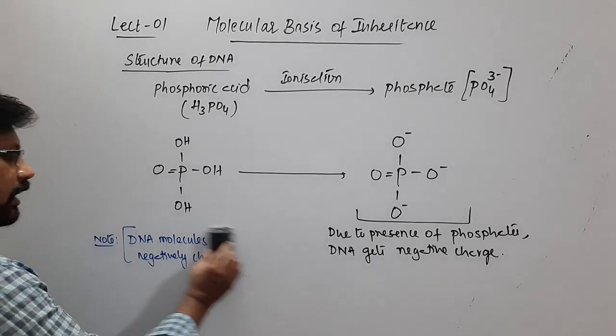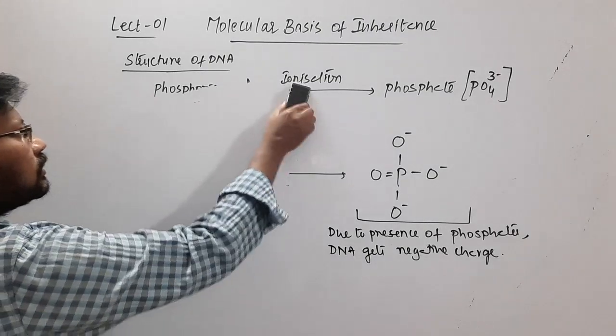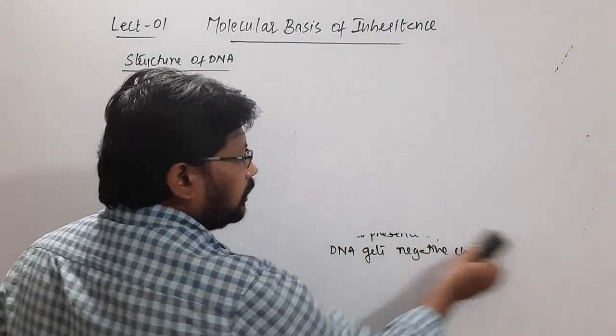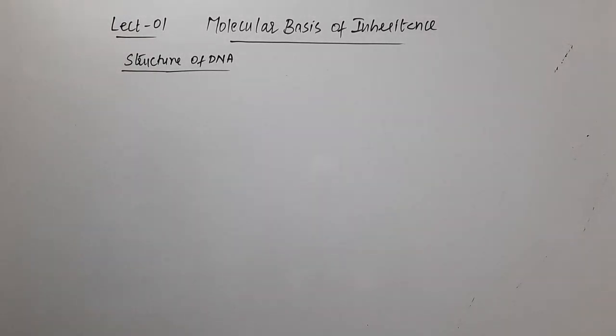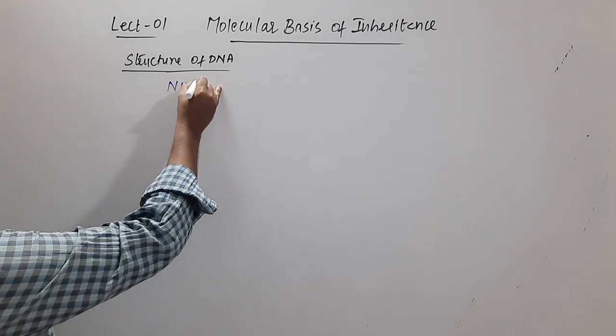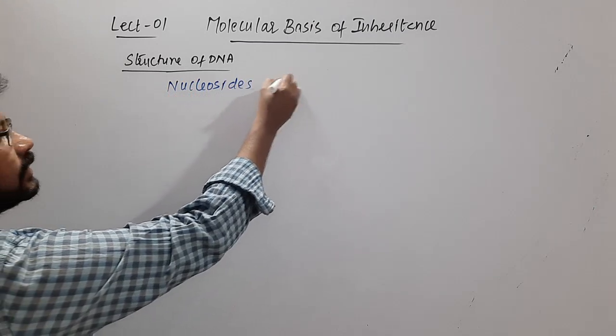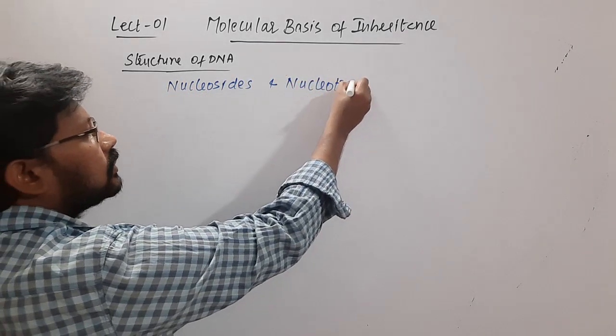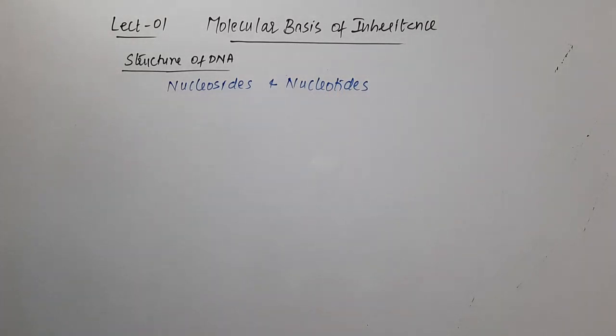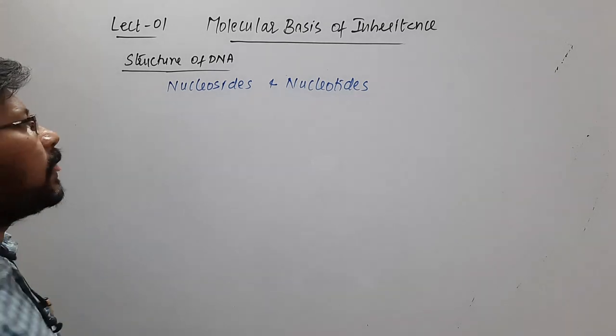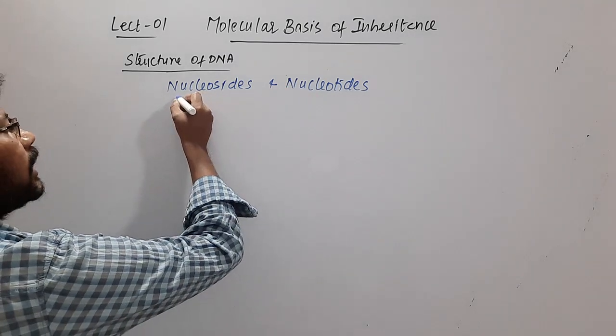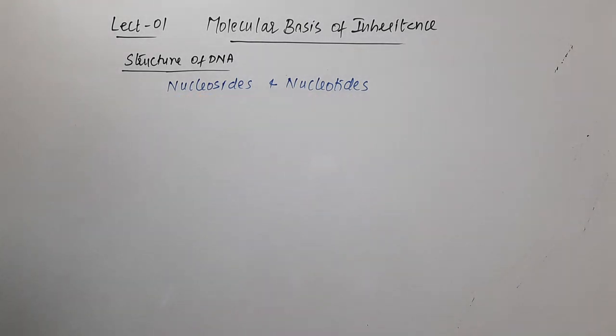Now the combination of these components will result in formation of nucleosides and nucleotides. So let's see about nucleosides and nucleotides, right? So remember in the beginning of this chapter I told you that the length of the DNA molecule will depend on the number of nucleotides present in it. Now let's understand what actually are these nucleosides and nucleotides.